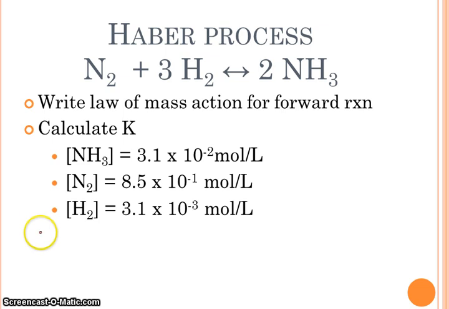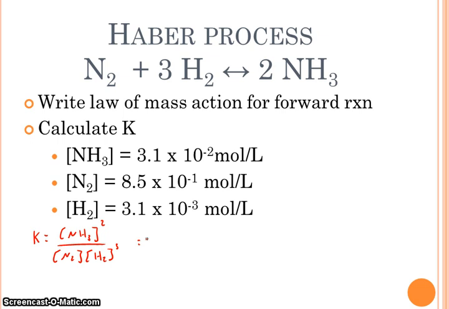All right, so we'll start with the law of mass action. So we've got K equals. We're going to put the products in the numerator and the reactants in the denominator. So we've got the concentration of ammonia. We'll raise it to the power of the coefficient in the balanced equation, so we'll put a 2. We'll put the reactants in the denominator. So the concentration of nitrogen, and the coefficient is a 1, times the concentration of hydrogen, and the coefficient is a 3. So there's our law of mass action expression, or our equilibrium expression.